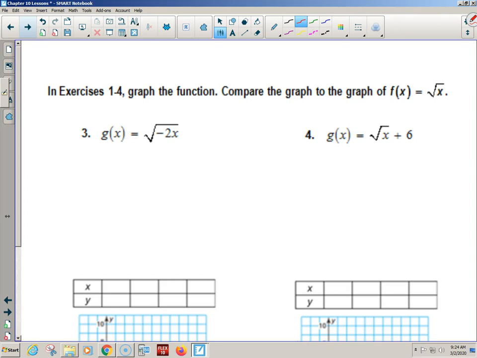Which of these is going to have to change our table? Number 3 or 4? I'm giving you a hint, it's only 1. 3. Which one is changing x's and which one is changing y's? 3 is changing x's. Can you guys look at your table?